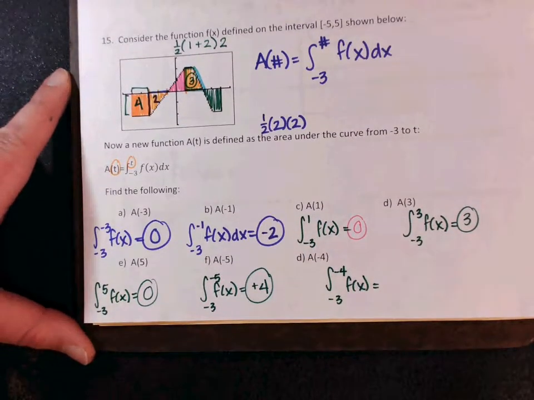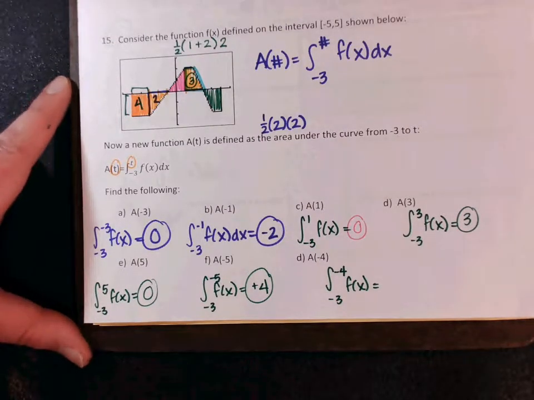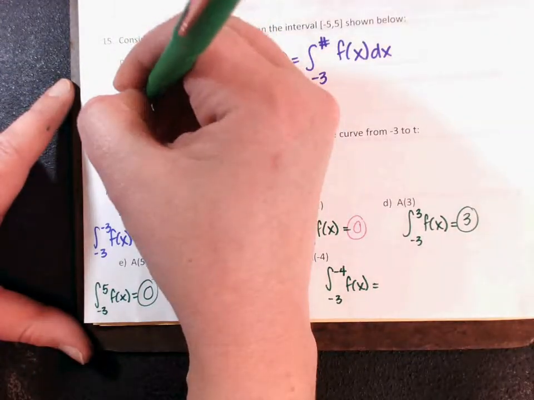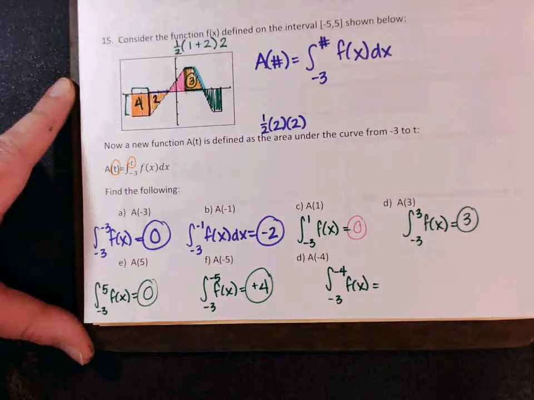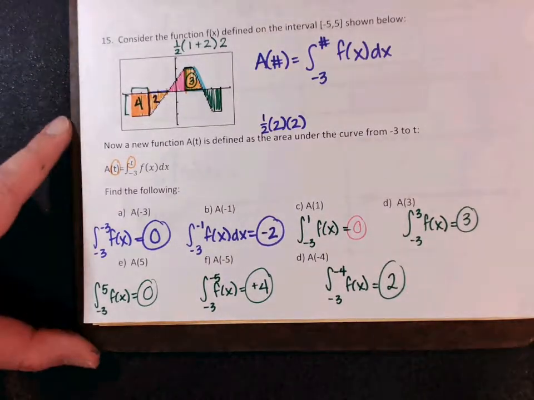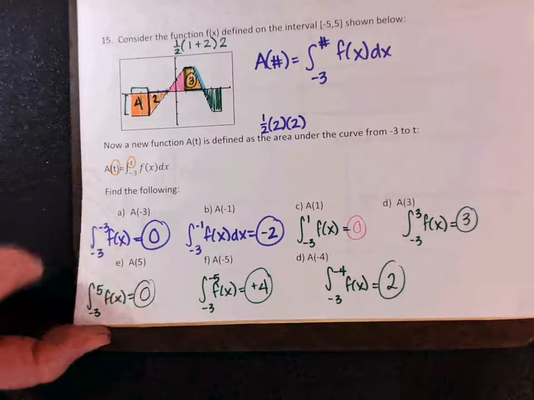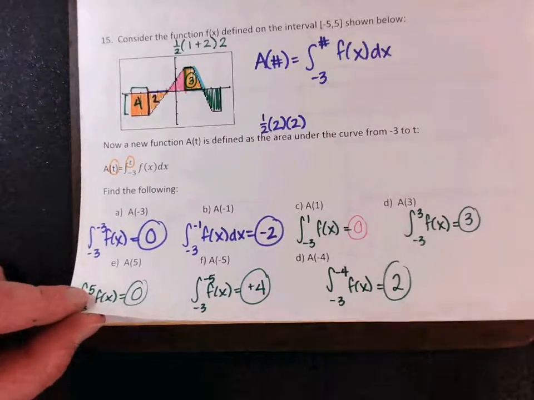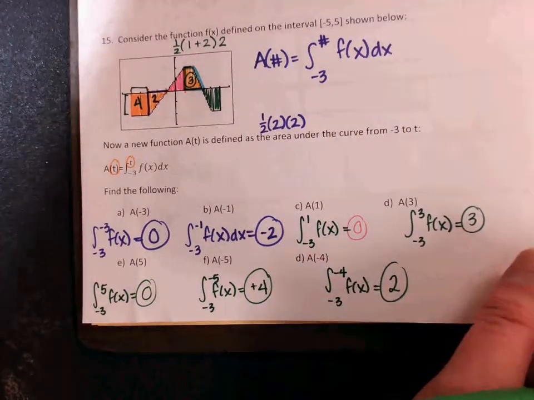Then last one, -3 to -4. -3 to -4 would be here. And so that would be how much of the rectangle? Instead of all 4, you would just want 2. Good? Easy. Okay. Great.